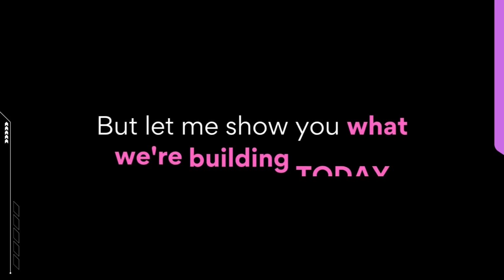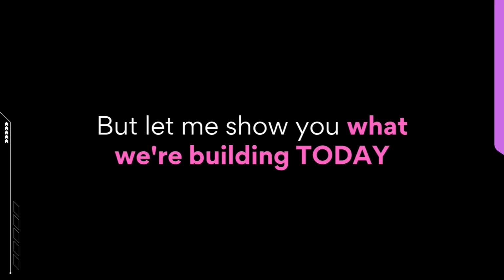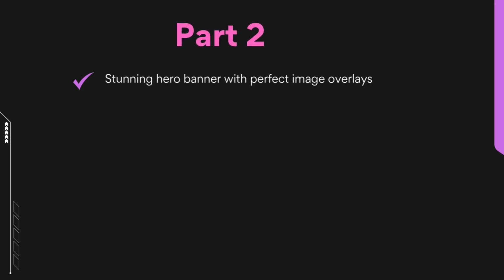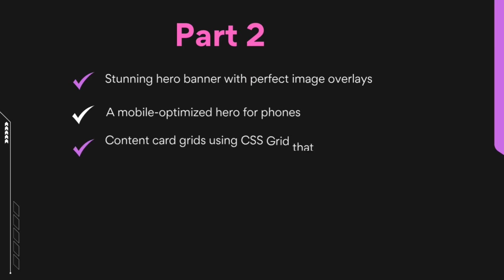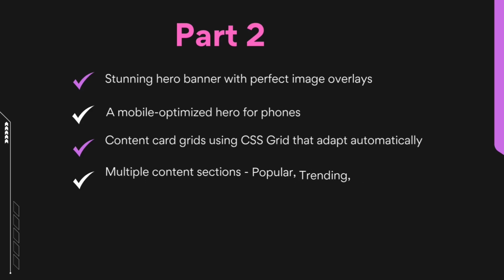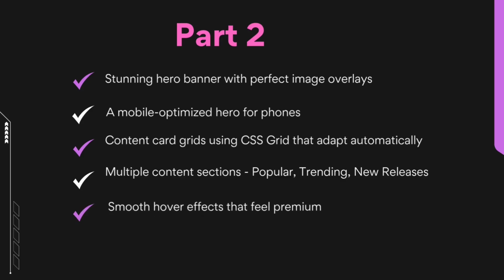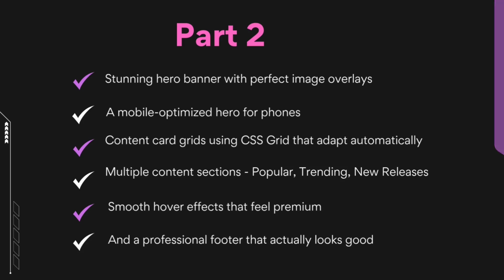But let me show you what we're building today. We're adding this stunning hero banner with perfect image overlays, a mobile-optimized hero for phones, Netflix actually does this, content card grids using CSS Grid that adapt automatically, multiple content sections, popular, trending, new releases, smooth hover effects that feel premium, and a professional footer that actually looks good.